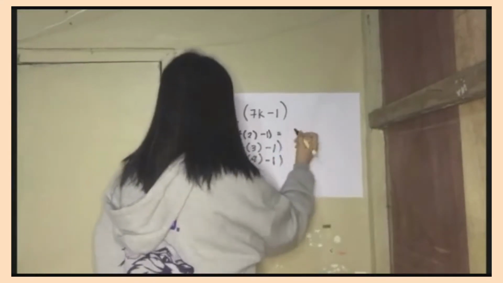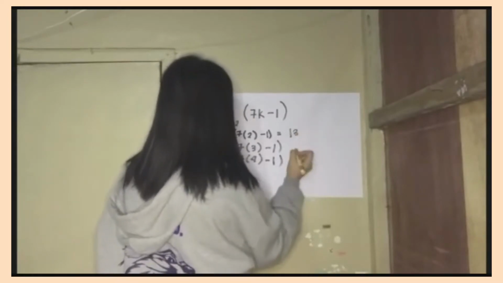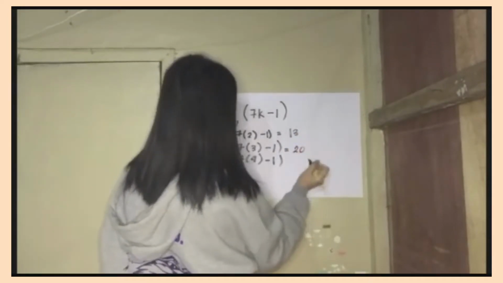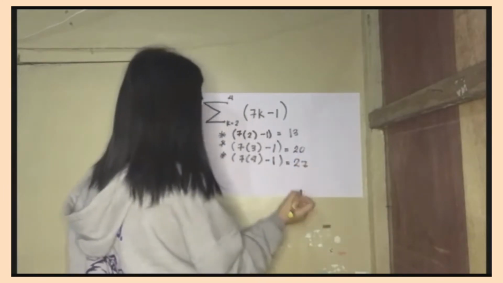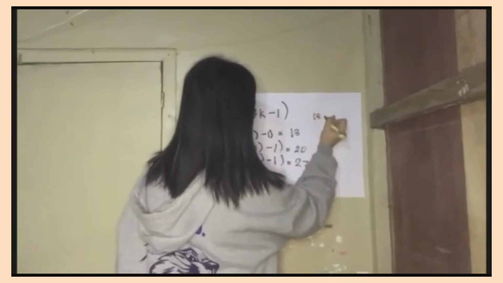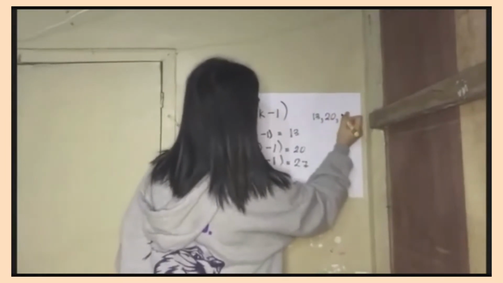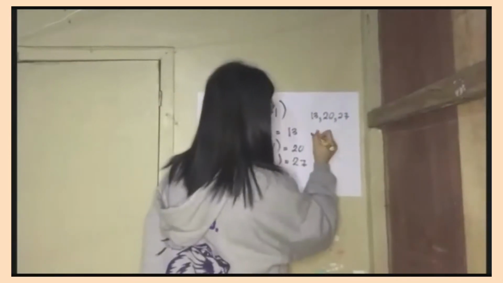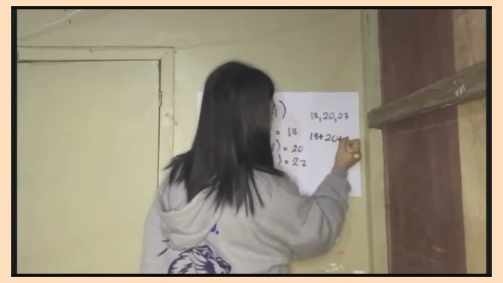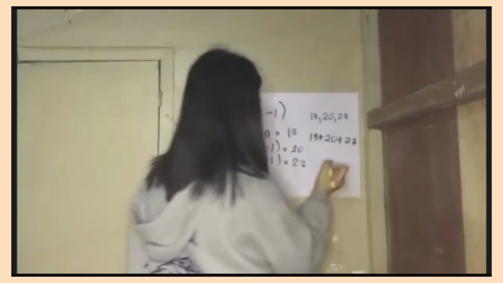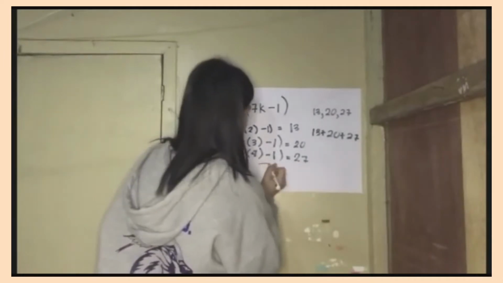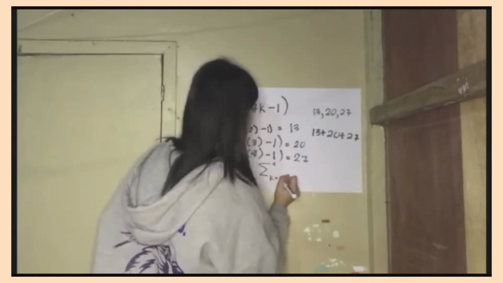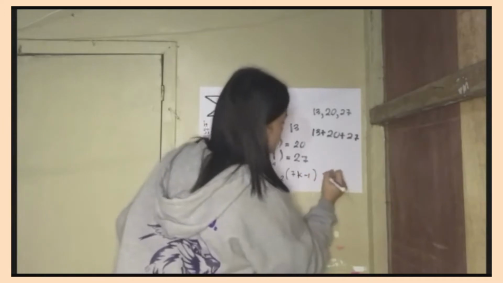So 7 times 2 minus 1 is 13. 7 times 3 minus 1 is 20. 7 times 4 minus 1 is 27. 13 plus 20 plus 27 is equal to 60. So 60 is our final answer.